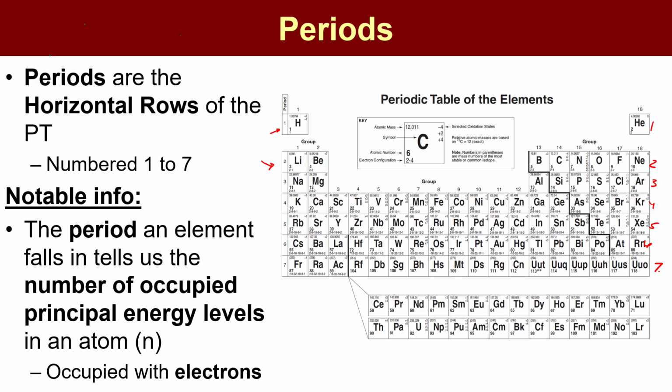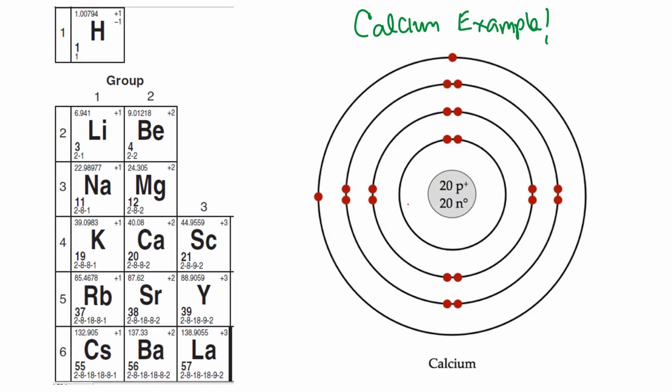So what does the number of the period that an element falls into tell us? Well, the period that an element falls into tells us the number of occupied principal energy levels of an atom. Here we can see that with calcium, where we have an electron configuration of 2-8-8-2, and if we were to count up the electrons, that's what we would get. We'd get 2 here, we would get 8 in this energy level, we would get 8 here, and we would get 2 here. 4 occupied energy levels because it falls in period 4.